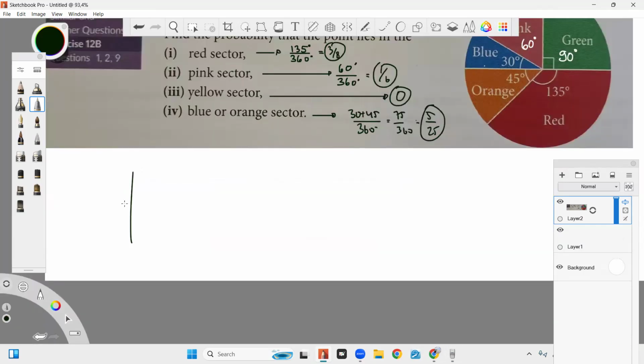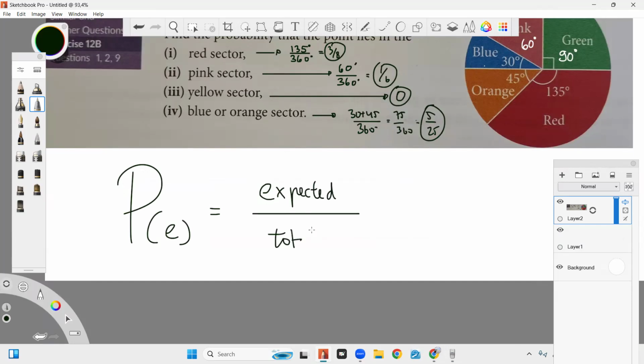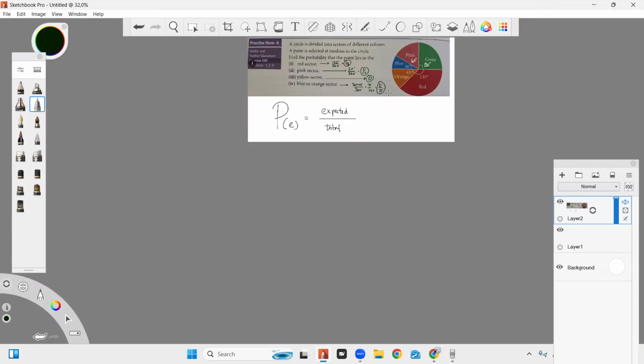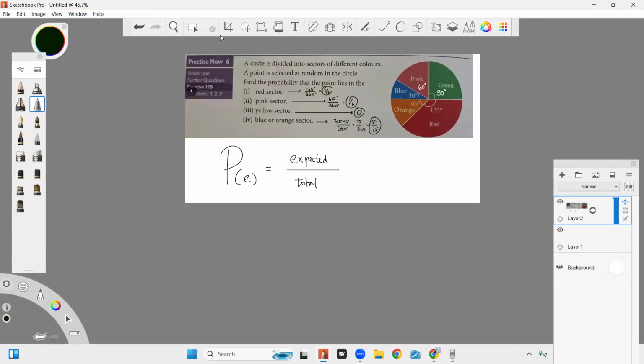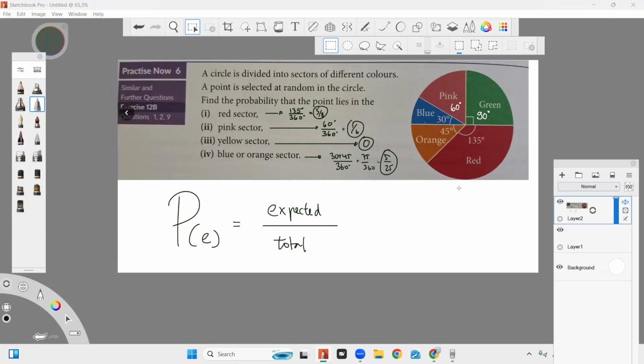So what is the formula of probability? As always, the probability of E equals the expected outcomes over the total possible outcomes. Like we did previously in our first meeting. You can watch the video of our first meeting. Just find probability 1.